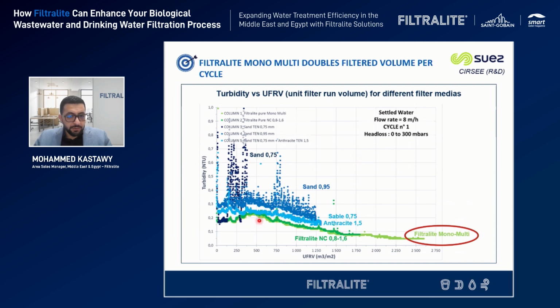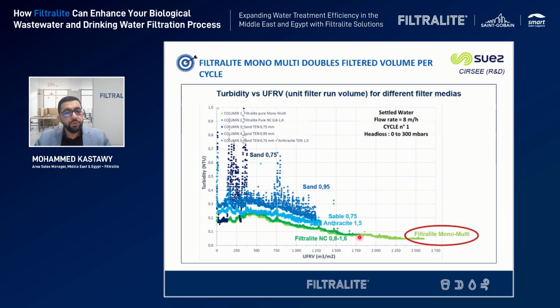So as we can see, the green color here for Filtralite is achieving the best turbidity. It can even go below 0.1. While with UFRV, as we can see, the best of the three experiments, sand 0.75, sand 0.95 and sand with anthracite, reached up to 1,250 cubic meter per square meter. And then they had to stop and do the backwash. While with one layer of Filtralite, it was reaching up to 1,750. And at that limit, they need to stop and do the backwash.